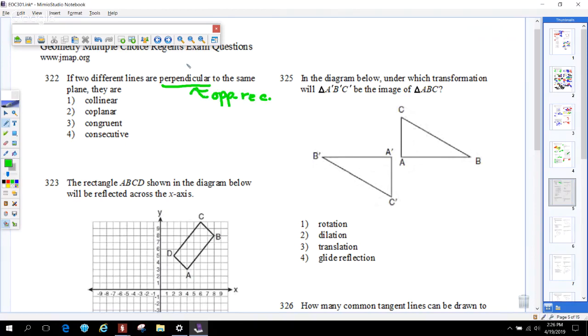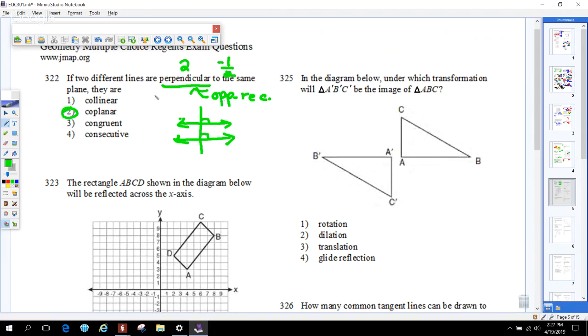So for example, if my original slope is 2, then in order for it to be perpendicular, the slope of the other line has to be -1/2. So if I have one line here, and I have one line here, and it says two different lines are perpendicular to the same plane, then what are they? Wait, why am I even doing this question? Oh yeah. Basically, it's coplanar. That's all that you need to know.